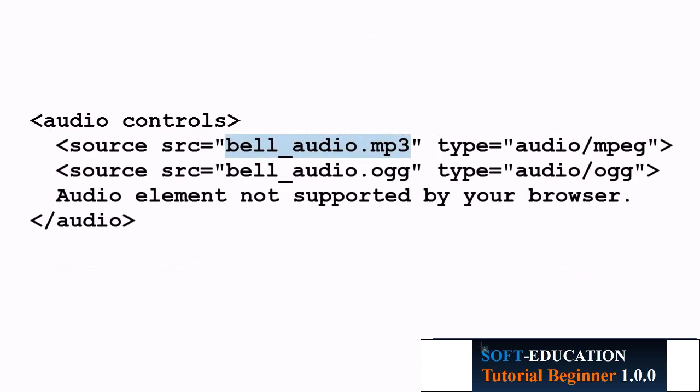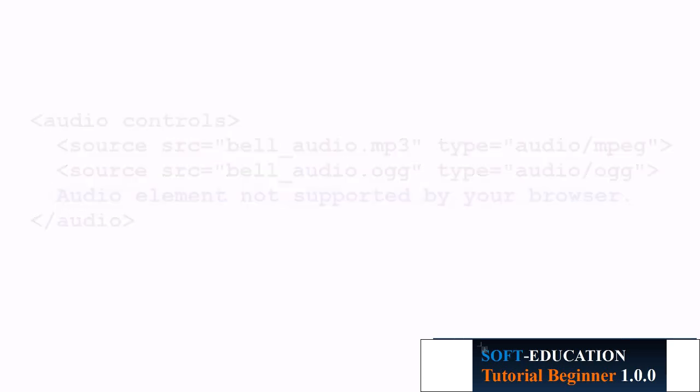In this example, I'm using a relative address. I'm also using the type attribute. This is an optional attribute that can help the browser to determine if it can play the audio file before it's loaded. You'll notice here after the source element that I added some text. This text will be displayed in browsers that do not support the audio element.